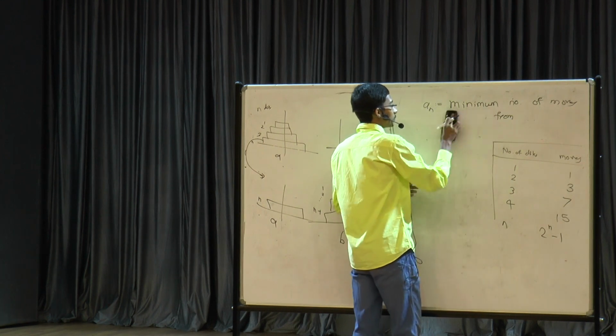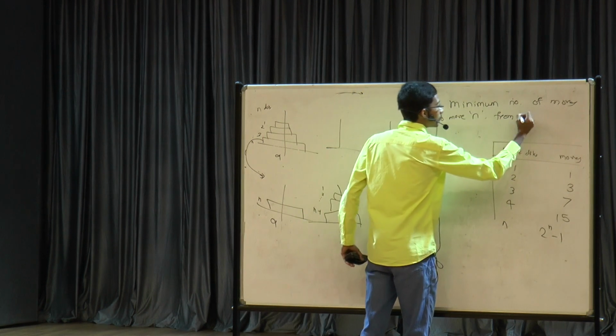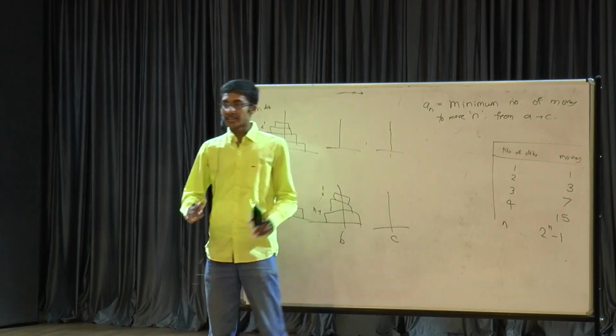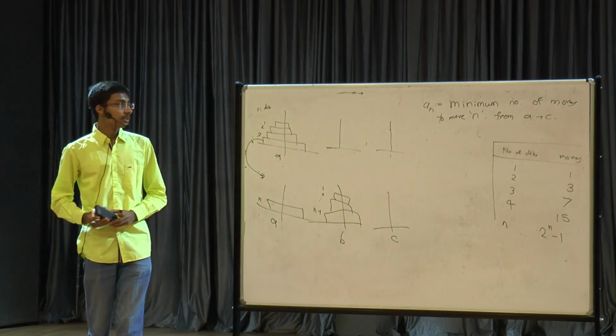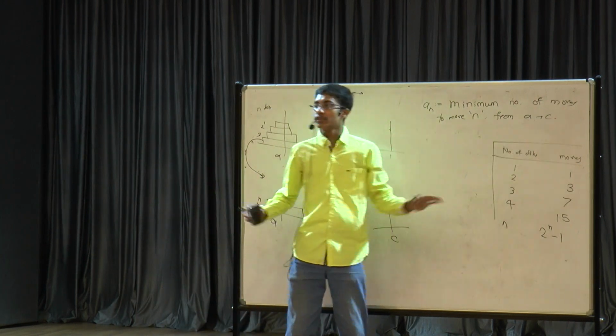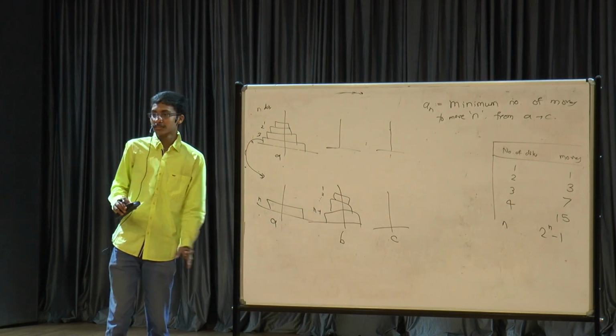Okay, to move n disks from A to C. That's my definition of a_n now. Do you see that in this definition I can make this A to B? It won't make a difference. Okay? See what has happened here.